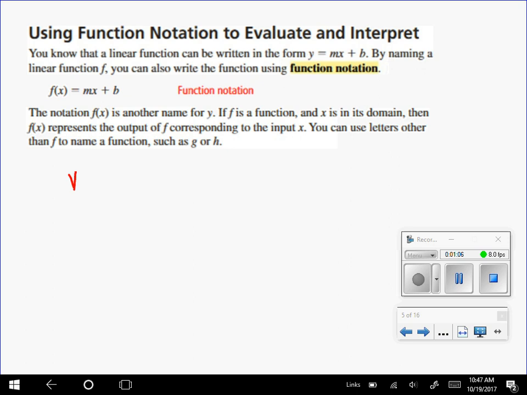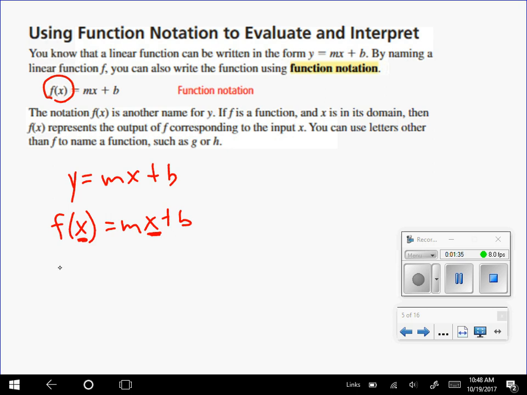We don't always write y equals mx plus b. Sometimes we see it written like this. This is function notation right here, f of x, okay? What that means is, we're trying to figure out the function of f that corresponds to what we put in as our x value. So we're trying to figure out what y would be based on what we've used for x.